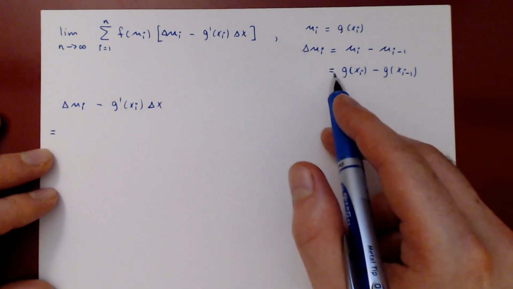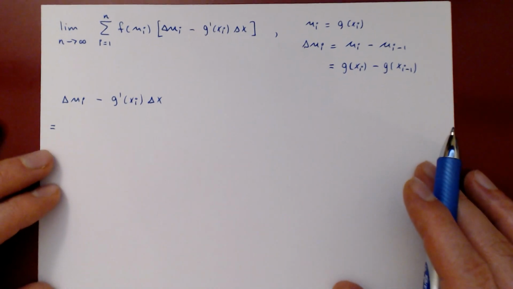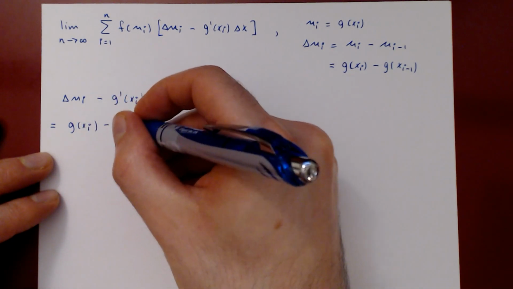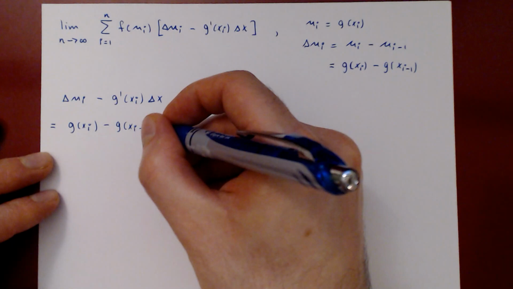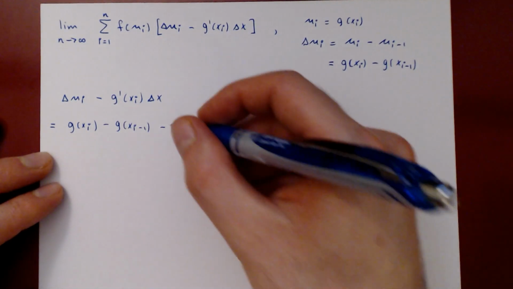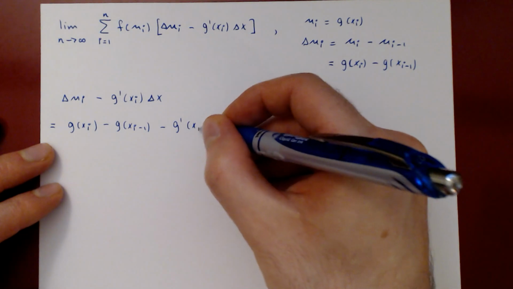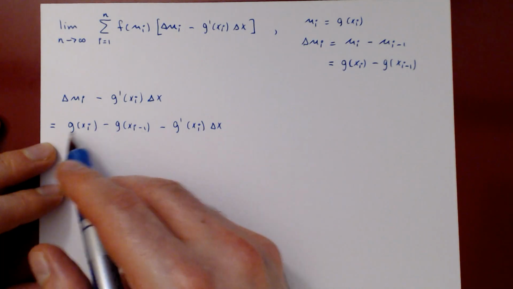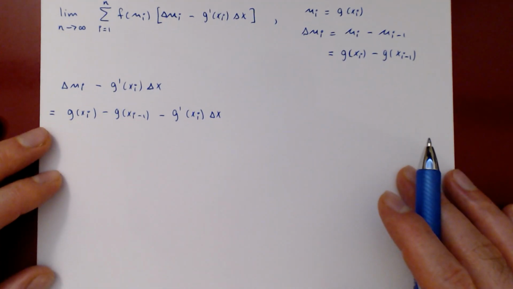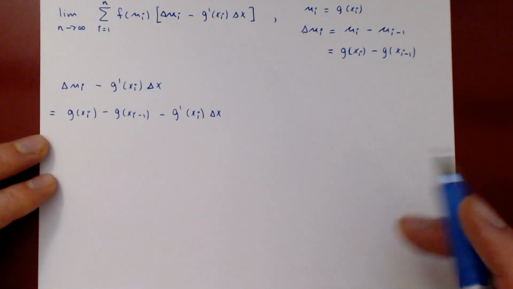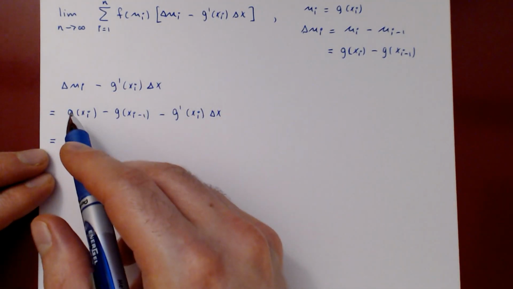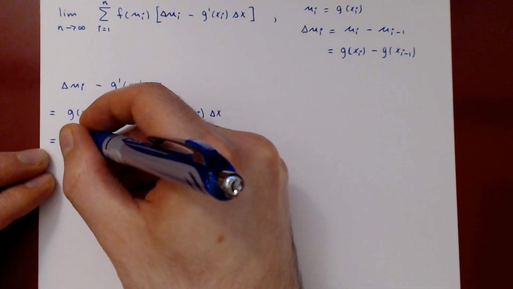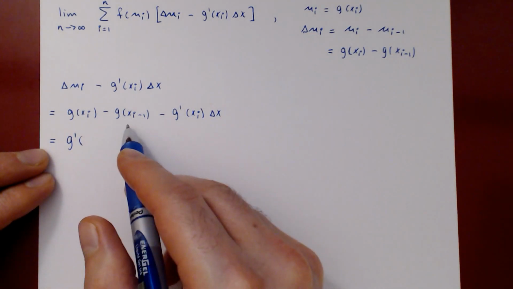Now delta ui again is g of xi minus g of xi minus 1. Minus the second term. And now here we have a difference of g at two distinct values of x, so we can apply the mean value theorem. G of xi minus g of xi minus 1 will be equal to the derivative of g at some point between xi minus 1 and xi.